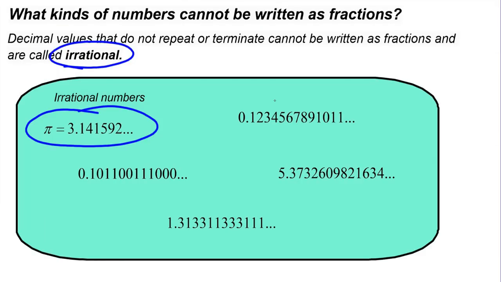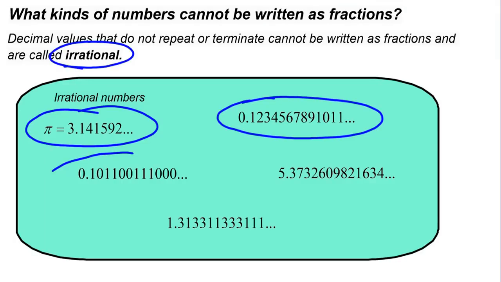Here's another example, 0.1234567891011121314, so on and so forth. That pattern would go on forever without repeating. It would not repeat. It would not terminate. That number is an irrational number.